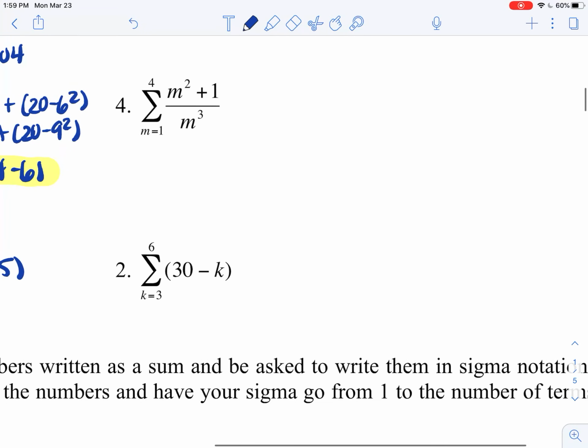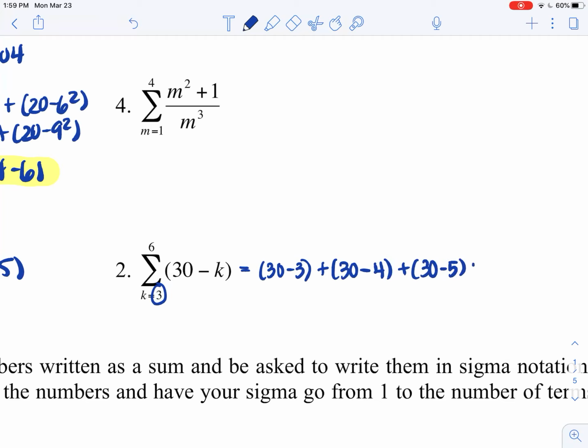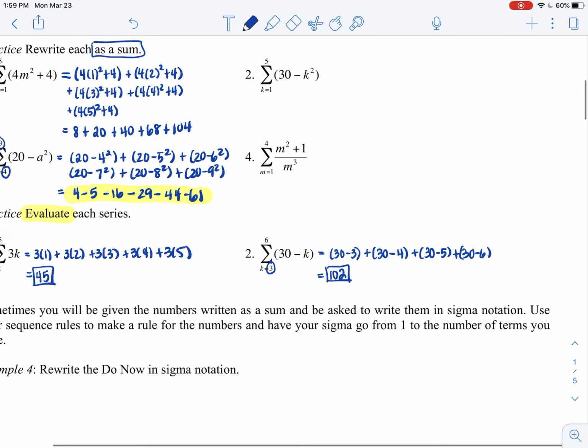If you take a look at the second example, we'll do the same thing, only this time again we're starting by plugging in 3. So I'm going to have 30 minus 3 plus 30 minus 4 plus 30 minus 5 plus 30 minus 6. And as I add all those together, that's going to come out to be a value of 102.